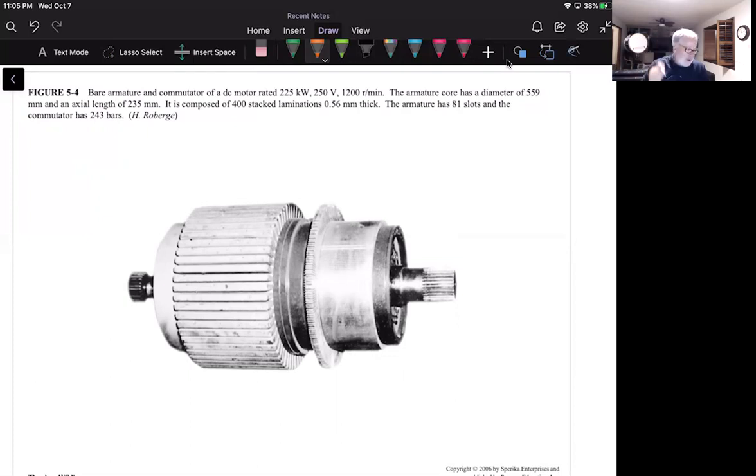So first thing we need to know, the induced voltage is, we assume that the induced voltage is very near the applied voltage. Okay, well, how would we know that? Well, this is the first time that we've come up on this, isn't it?